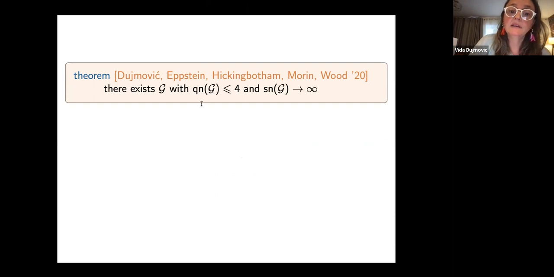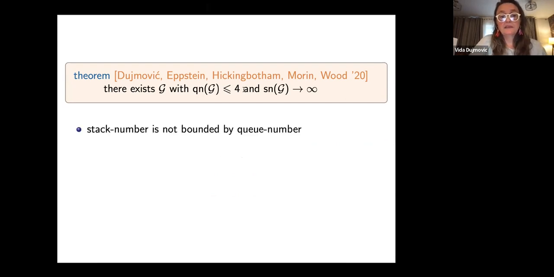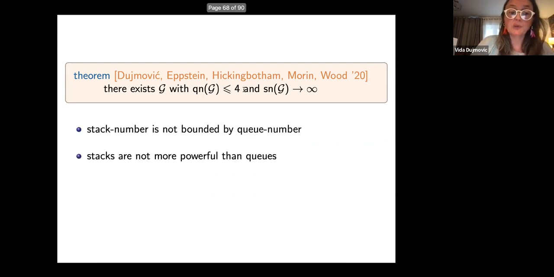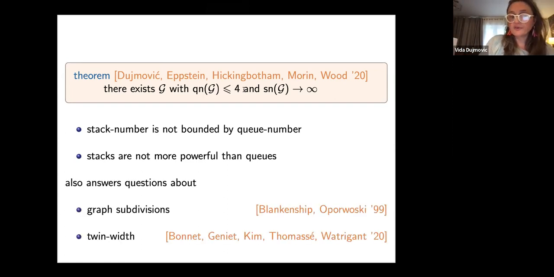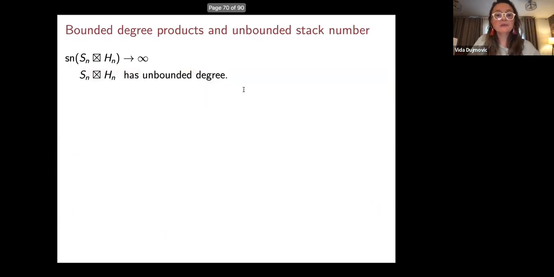So what did we learn? There are families of graphs that have queue number, in fact, 4 and unbounded stack number. That shows that stack number is not bounded by queue number. That also answers the question about whether stacks are more powerful than queues. The answer is no. It's still possible that queues are more powerful than stacks. We don't know anything about the other direction. This construction also answered a couple of open problems from some other related parameters.